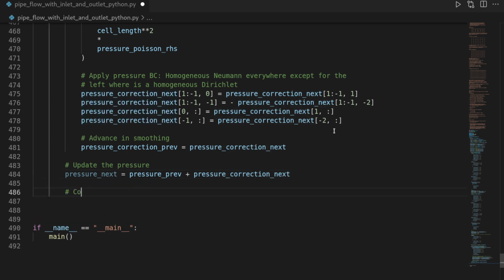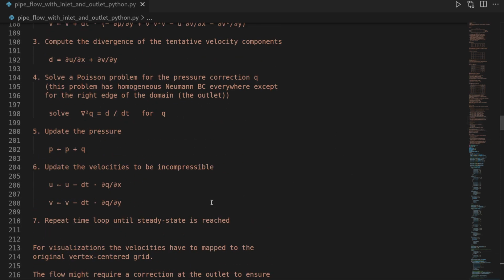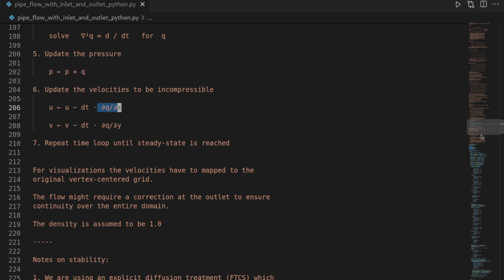And then we can correct the velocities to be incompressible. And in order to do that, let's look at the algorithm. So we say that the projected velocity is the tentative velocity minus time step length multiplied with the derivative of the pressure correction. So this is important, not of the pressure itself, but of the pressure correction. So we will take this derivative first for x and y direction, and then we can update our values.